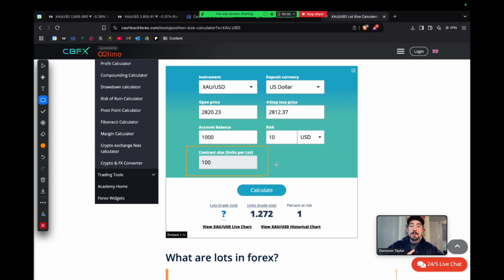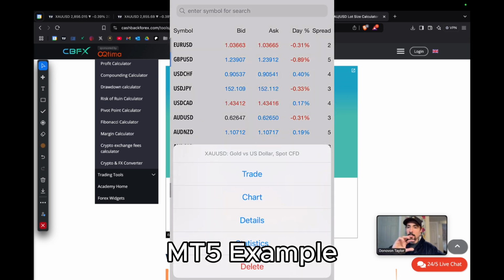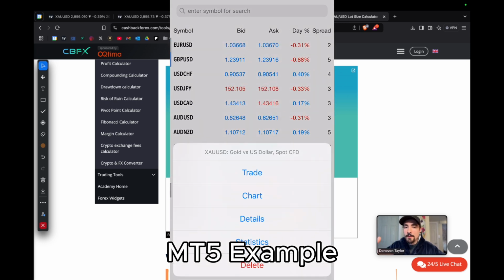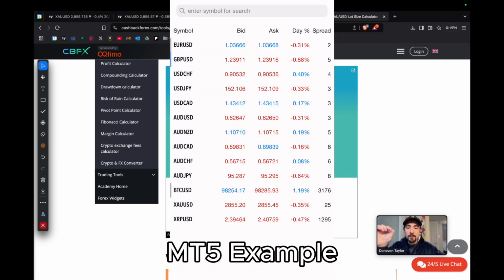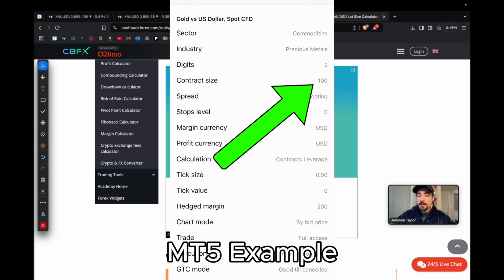Now, this is dependent on your broker. It's very easy to find. All you're going to do from your trading app is search up gold. If you're on MetaTrader 5, search up gold, click it and choose details. It will show you what your contract size is. So for my particular broker right now, it is 100 on gold. For your broker, it could be different.